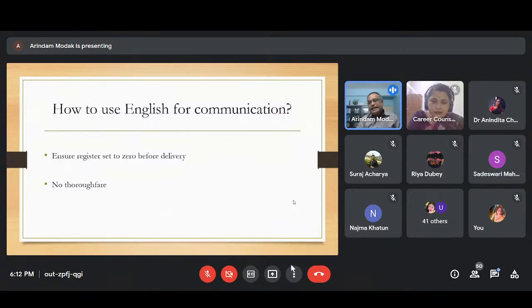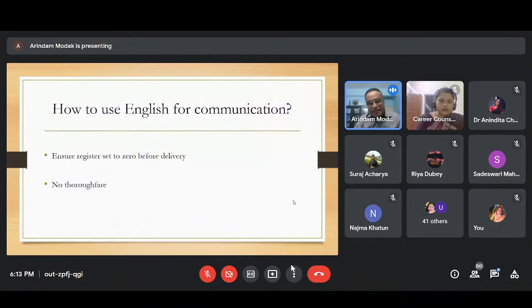Now, this sentence is not at all an easy sentence. Easy means easy to understand. It is not at all easy to understand this sentence. Ensure register set to zero before delivery. There are so many difficult words here. Ensure, register, delivery, etc. And those people who regularly visit petrol pumps, how many of them will be able to understand this sentence?